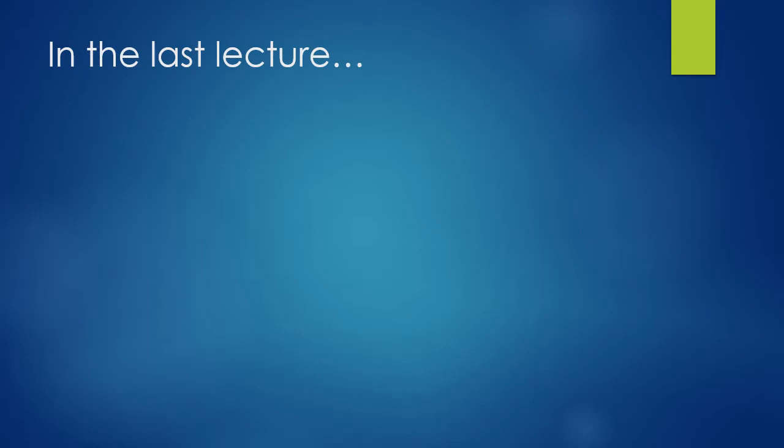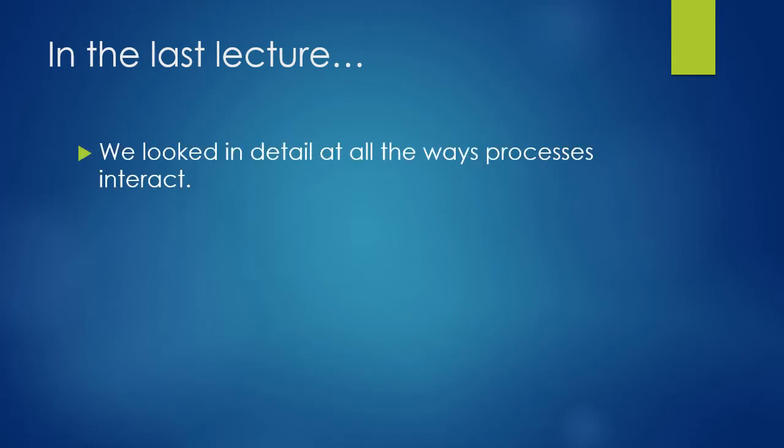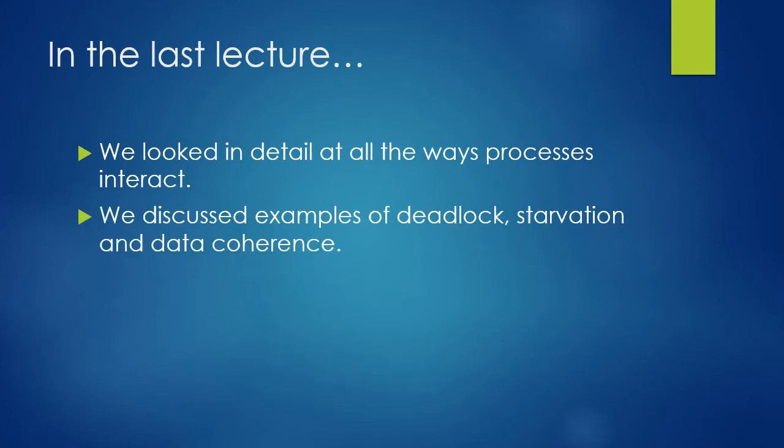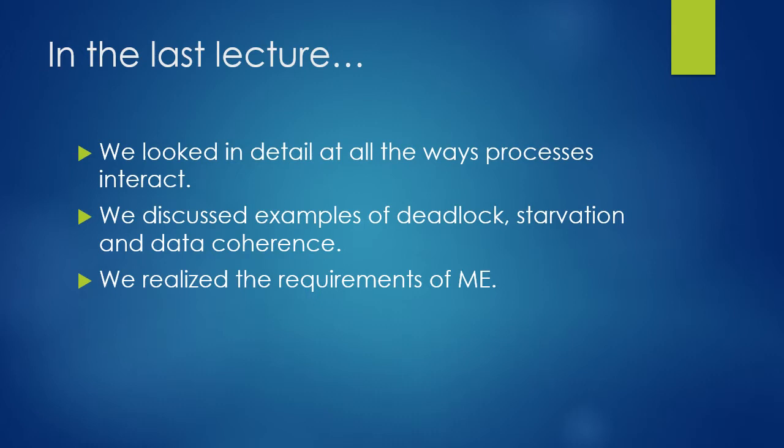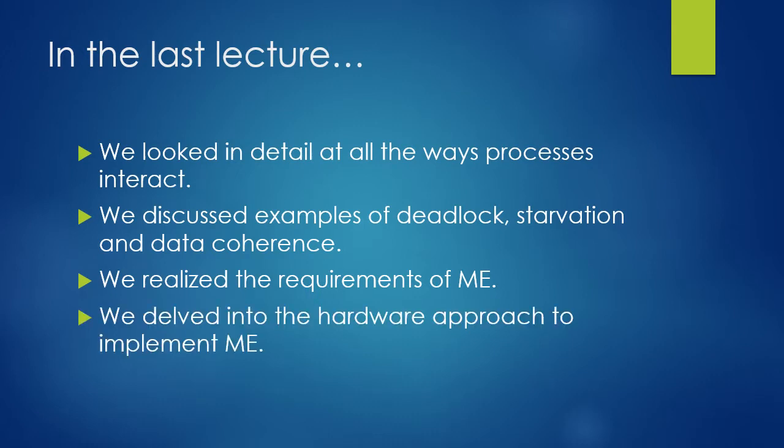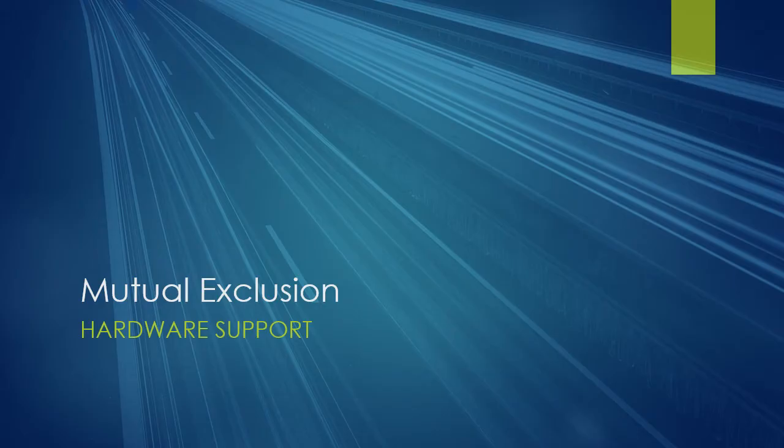In the last lecture, we looked in detail at all the ways processes interact. We discussed examples of deadlock, starvation, and data coherence. We realized the requirements of mutual exclusion. We delved into the hardware approach to implement mutual exclusion. Let us continue our discussion on hardware support for mutual exclusion.